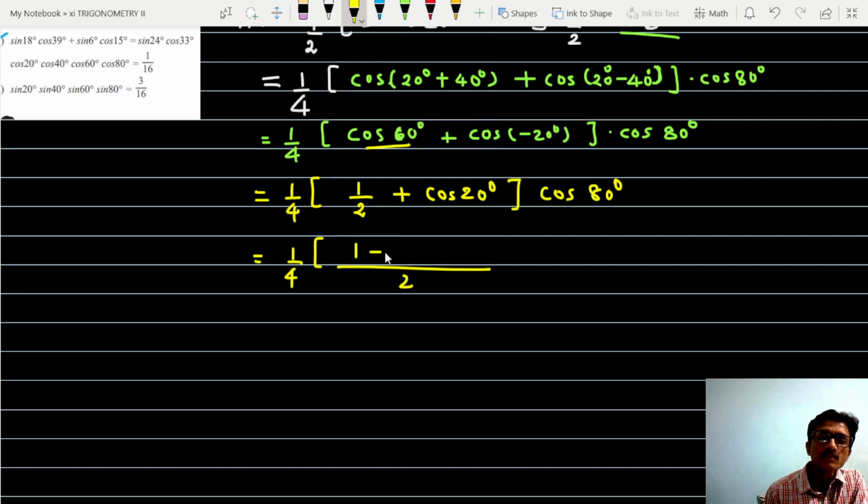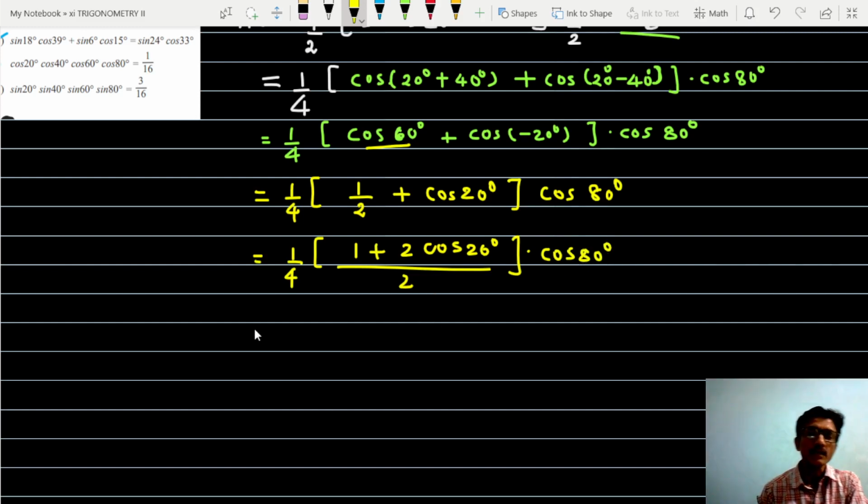One plus this is 2 cos 20 degree. Outside the bracket there is a cos of 80 degree. Multiply this cos 80 degree here, and 4 और 2 ये होगा 1/8. It is 1/8 into cos of 80 degree into 1 plus 2 cos 20 into cos of 80 degree.